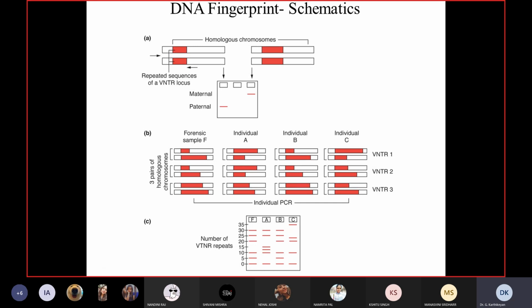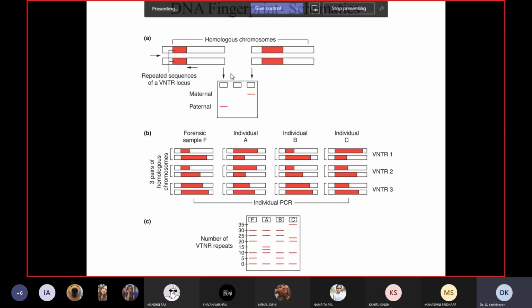In this case, as I said, this is an ideal case where the father and the mother inherited chromosomes with exactly the same number of repeats, which is ideally not the case. It is not the case in the real world. This is an ideal case.